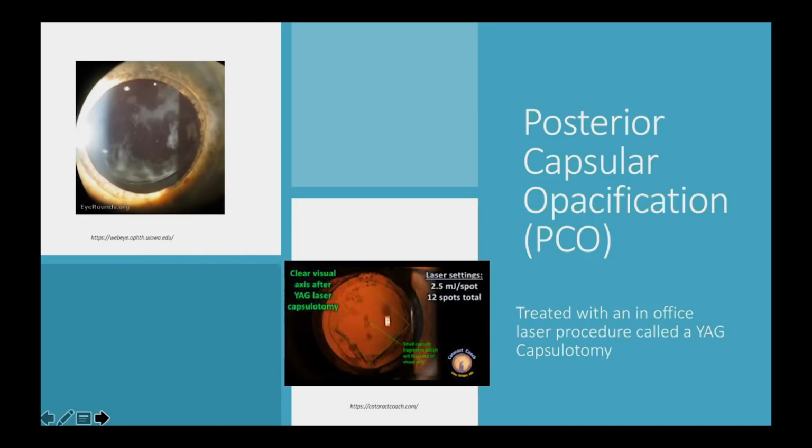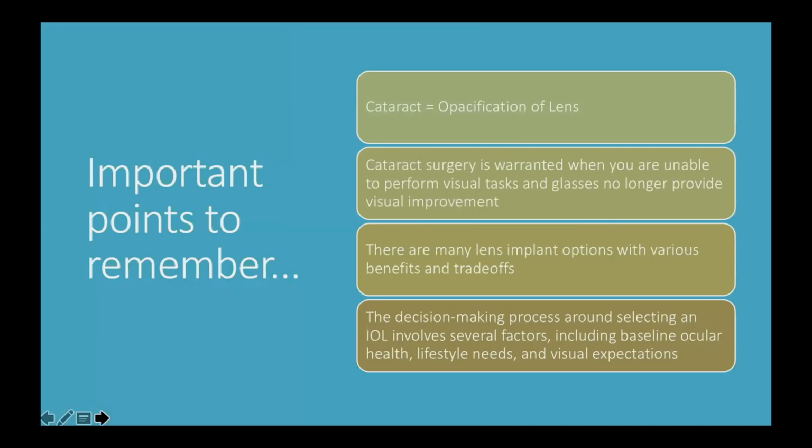So that brings us towards the end of our talk. Just a few final points to remember from both parts. The cataract is an opacification of the lens. Cataract surgery is warranted when you're not able to perform visual tasks and glasses no longer provide any visual improvement. So we commonly say that as when cataracts are affecting your activities of daily living. There are many different types of lens implant options, and all of them have their own various benefits and trade-offs. So the decision-making process around selecting an IOL involves several factors, including your baseline ocular health, lifestyle needs, and your visual expectations.